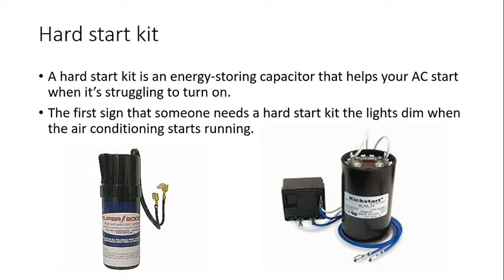The first sign of someone that might have a problem, or a motor that is sluggish and starts slowly, is their lights dim when it comes on. If the homeowner's lights dim when the air conditioner comes on, that means they need a kickstart because the motor's drawing too many amps to get going, and with time it will burn out the motor if one of these is not installed.